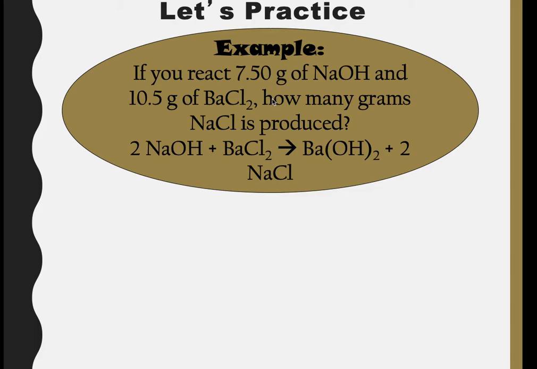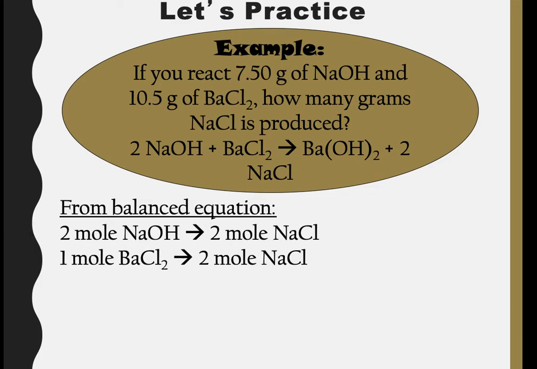This time you are starting with grams of the two reactants, so grams of sodium hydroxide and grams of barium chloride. And we want to know how much sodium chloride, NaCl, is produced in terms of grams. So we're going to need the mole ratio for all of these things. So here's the mole ratio for our reactants, so sodium hydroxide to salt and barium chloride.